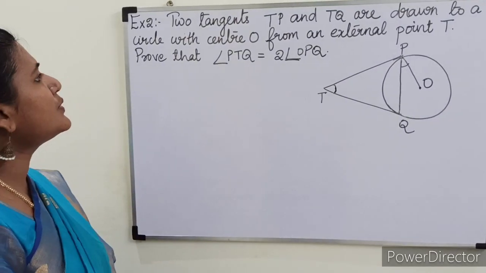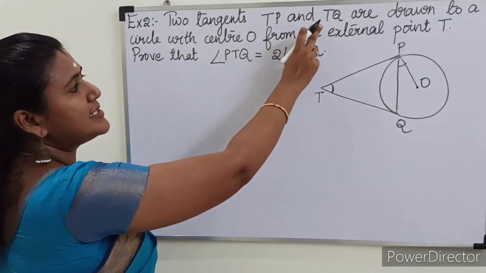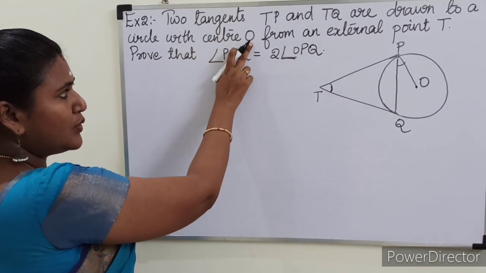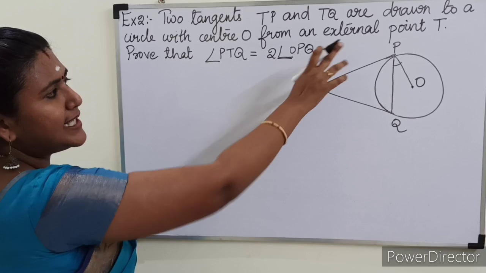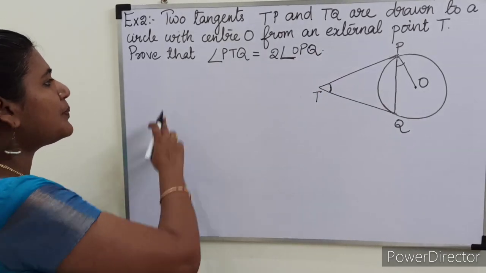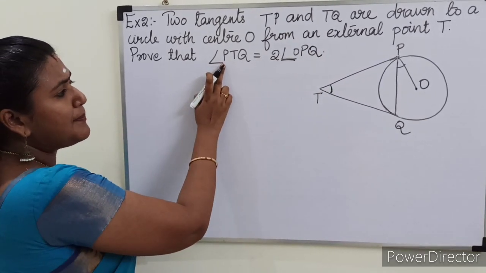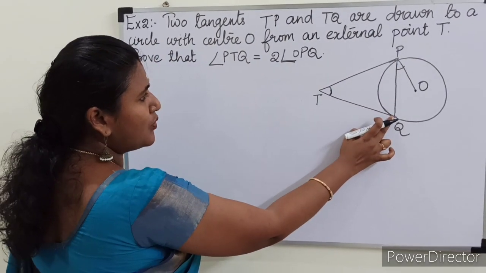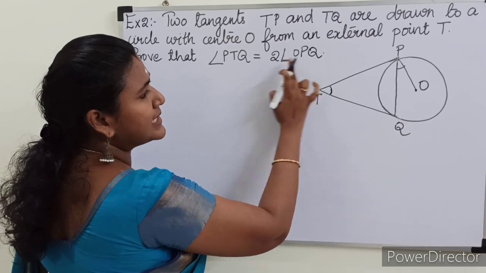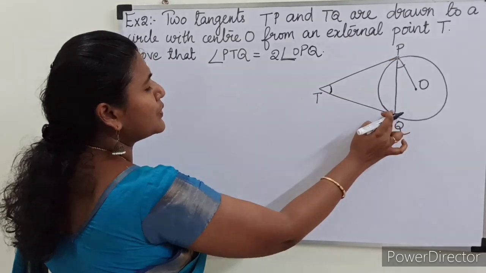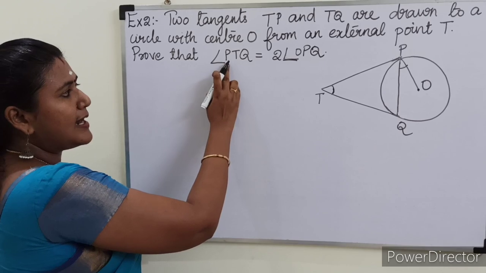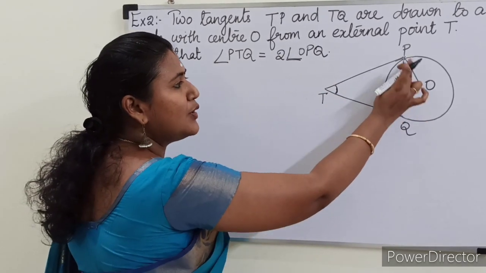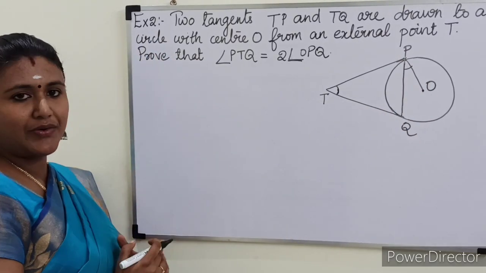Example 2. Two tangents TP and TQ are drawn to a circle with the center O from an external point T. Then prove that angle PTQ is equal to 2 times angle OPQ. So we have to prove here that angle PTQ is equal to 2 times angle OPQ. This is what we have to prove.